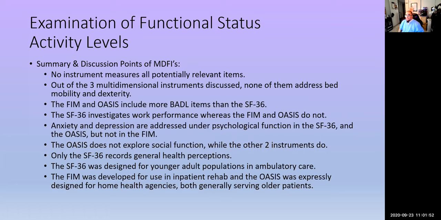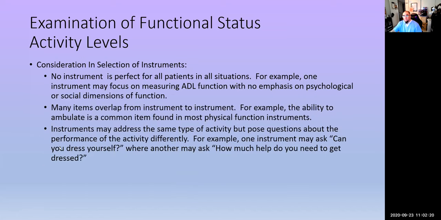The SF-36 was designed for younger adult population, i.e. under 65, that are able to walk. The FIM was developed in inpatient facilities. And the OASIS was developed specifically for home health agencies, mainly for older patients. So they may not apply as well to somebody that's like Hector's age. So this basically says that none of these devices are 100% written in stone as the best way to do things. Nothing's perfect for all situations.